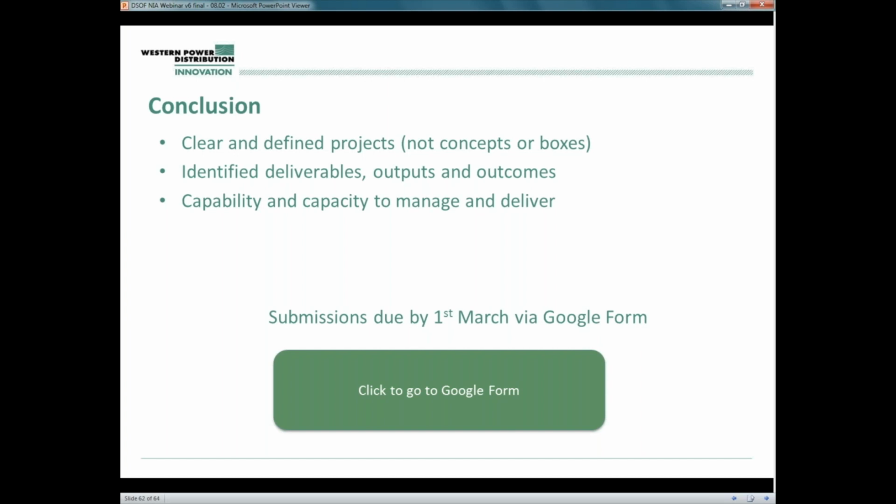And what we're really looking for is clear and defined projects. So understanding what's going to happen, detailing the specific deliverables, outputs and outcomes, and how they're going to be achieved. And most importantly, we're keen for these to be direct third-party led projects. So we're looking to be provided evidence that there's the capability and capacity within the organisation or the set of organisations, if it's a collaborative approach, to manage and deliver the project from outset to conclusion. So I just wanted to spend a few minutes providing that overview, and yeah, thanks for listening.